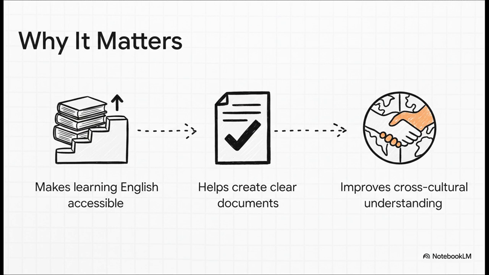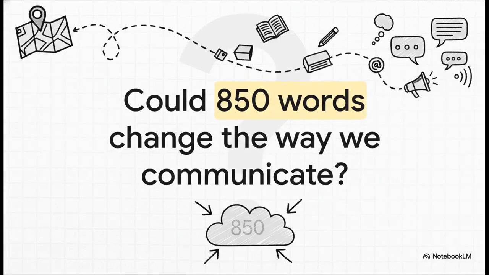A system like Basic English can make learning the language way more accessible for people all over the world. It can be an amazing tool for writing clear, technical documents that everyone can understand. And maybe most importantly, it could help build bridges between people from different cultures by giving them a simple, shared starting point. You know, our whole journey started with one simple word, map, and it led us to this huge, fascinating project. So I'll leave you with a question to think about. Could 850 words really change the way the world communicates?